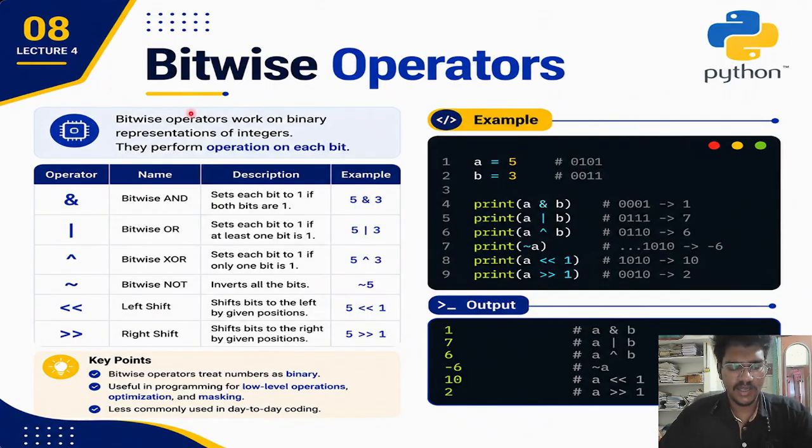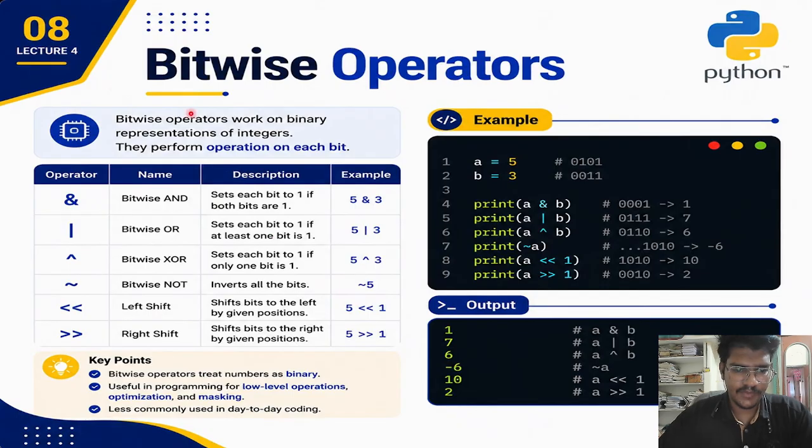Bitwise AND sets each bit to 1 if both corresponding bits are 1. Bitwise OR sets each bit to 1 if at least one corresponding bit is 1. And bitwise XOR sets each bit to 1 if only one of the corresponding bits is 1.